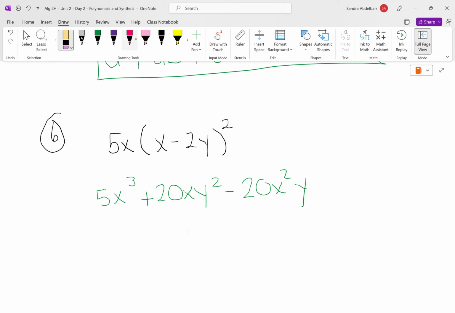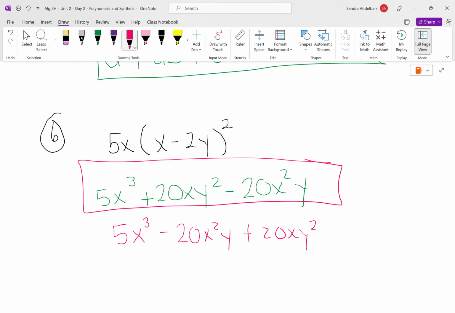Good job. What'd you get? 5x to the power of 3 minus 20x squared y plus 20x y squared. That's the same answer, just a different order. All right, this was the right answer. I was just teasing, making sure people weren't being shy. So that is the end of multiplying polynomials.